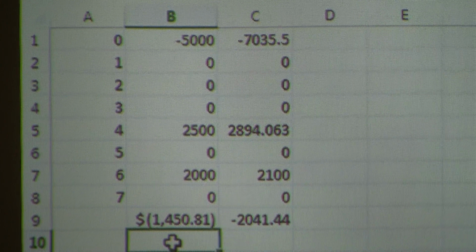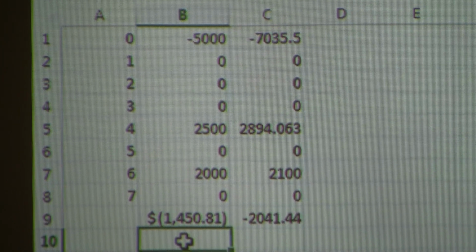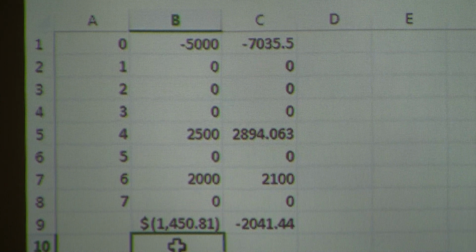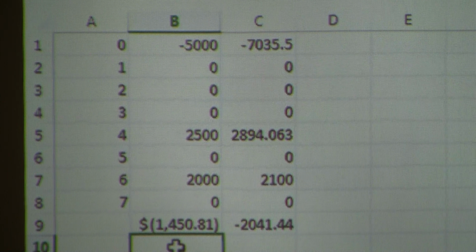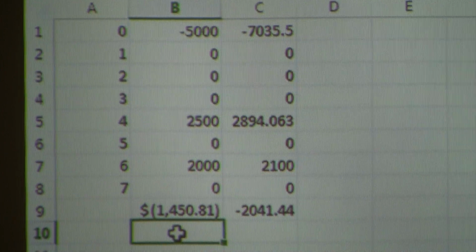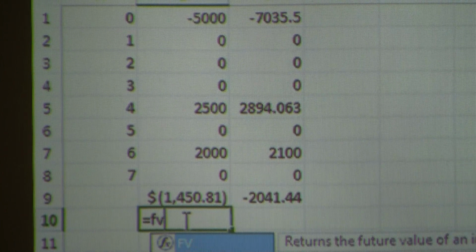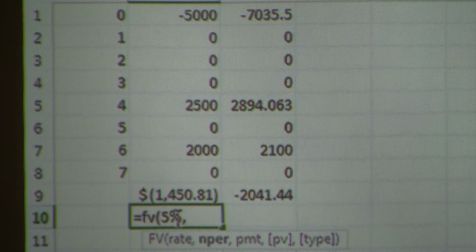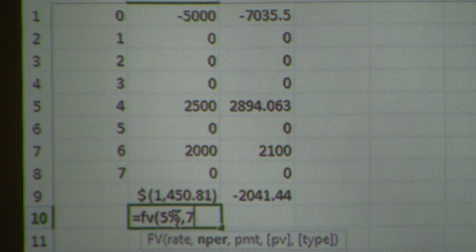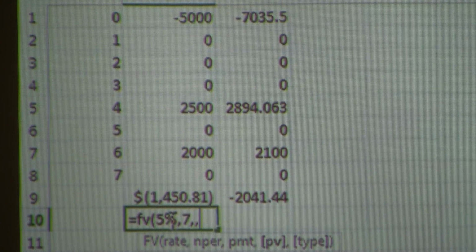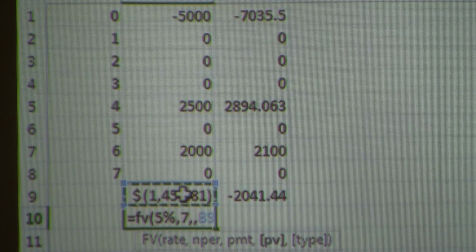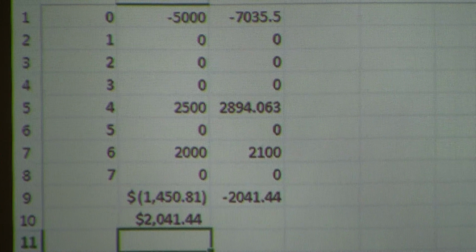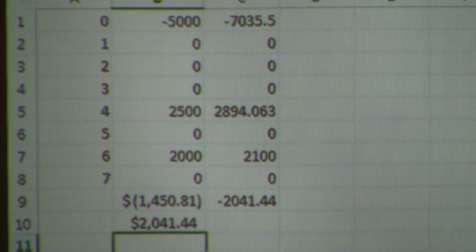That's basically saying that this series of cash flow is equivalent to $1,400 in the bank right now, without any withdrawals. But that's not what I'm asking. I want to know how much is left in my account at the end. So I'm going to use my future value function. Rate is still 5%. Number of periods is 7. I'm not making any payments on this. And there's my present value. And a match.